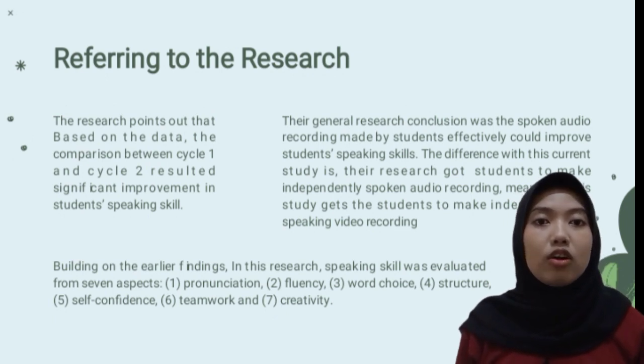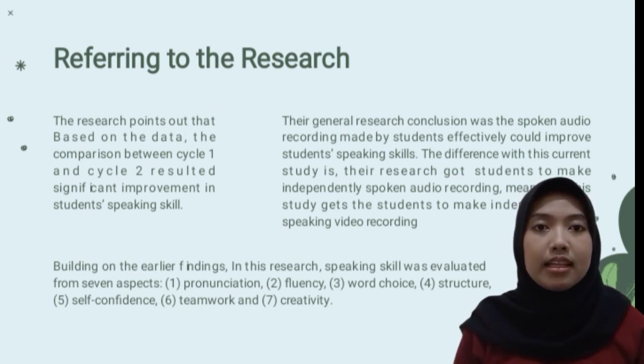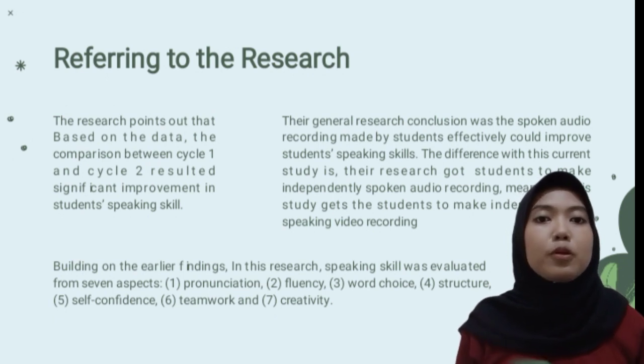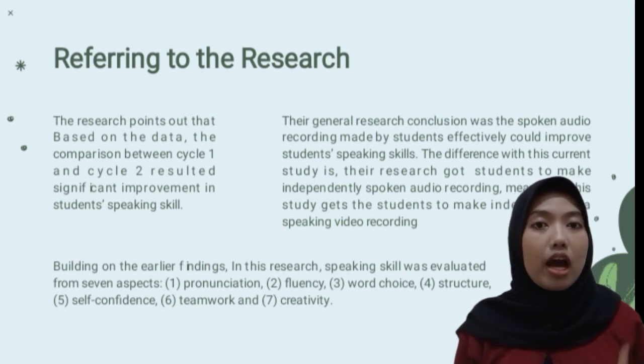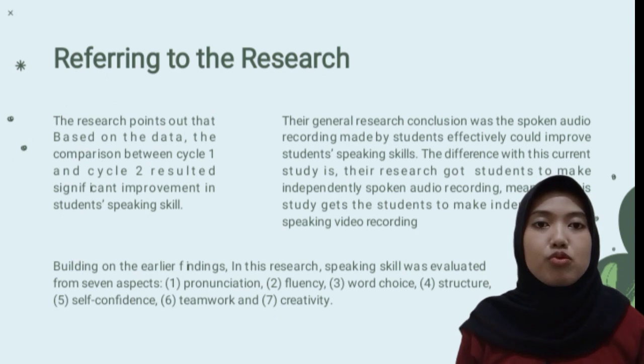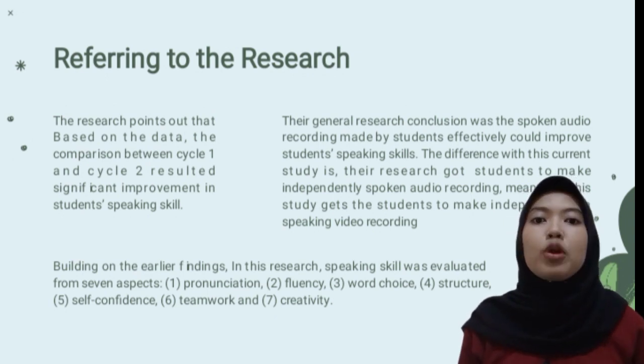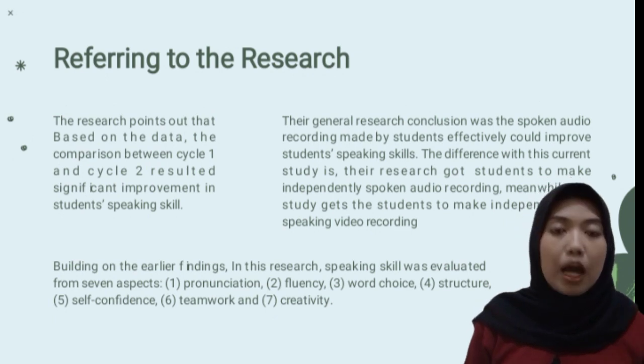Then, the data collected show that the second cycle clearly shows a significant improvement of students' speaking skill compared to the first cycle. In the second cycle, the pronunciation was more accurate with little error, and fluency was more natural with little pause. The word choice of vocabulary is more consistent and more appropriate with little inappropriateness.